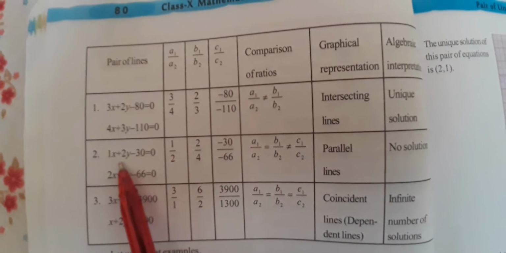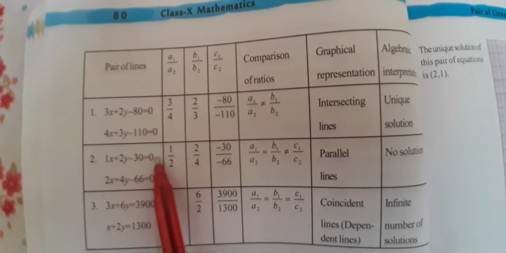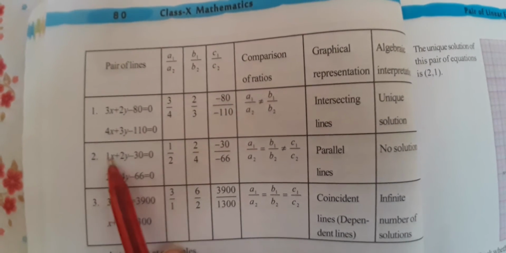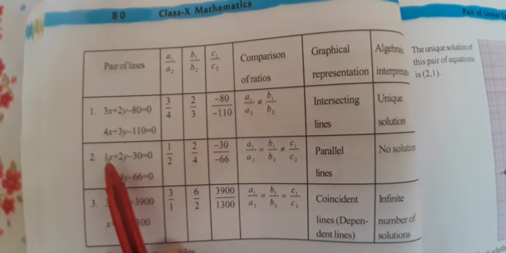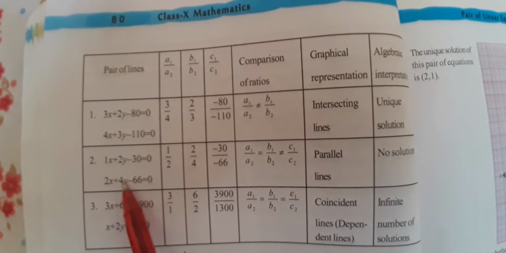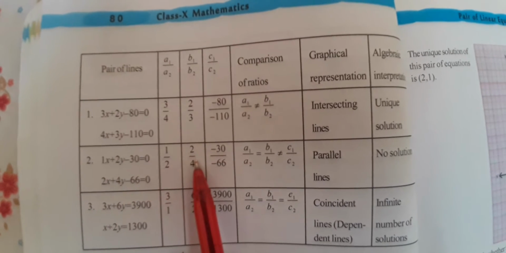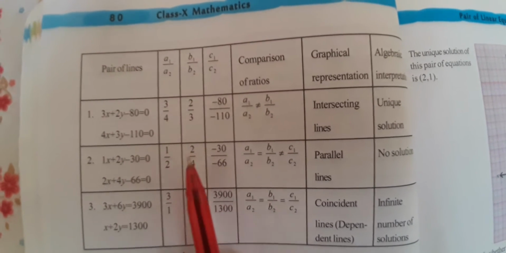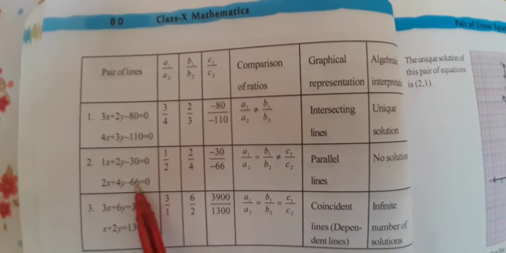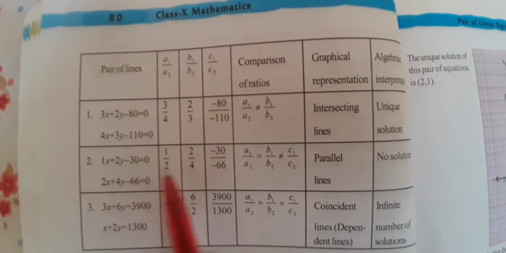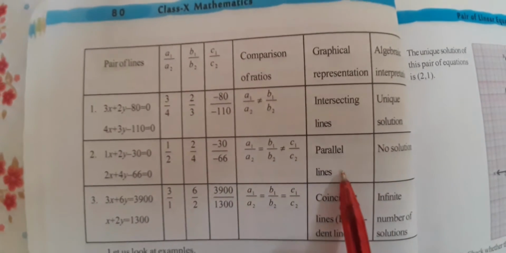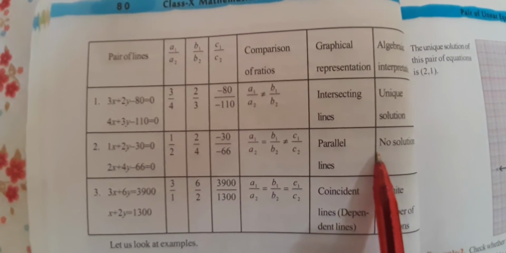Right, the second equation, if we take x plus 2y minus 30, when nothing is there, it means it is 1. Hence he is writing it as 1 here. Now a1 by a2 is 1 by 2, and 2 by 4 is also equal to 1 by 2. That means a1 by a2 is equal to b1 by b2. Then definitely we have to compare with c1 by c2. 30 by 66 is not at all equal to this. So therefore they are parallel lines and no solutions. That is the second one we have seen.